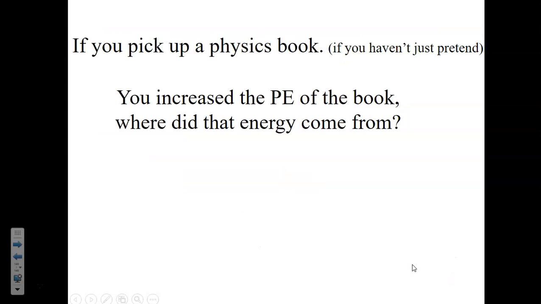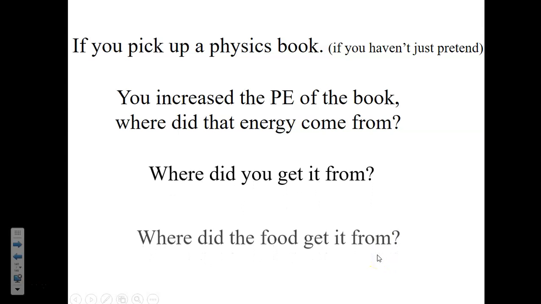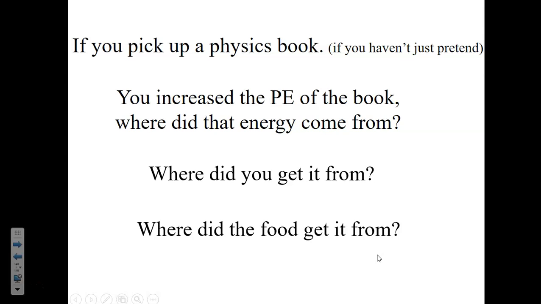Let's say you pick up a book. Let's say it's a physics book. If you haven't done that before, just pretend. Where did you get the energy? If you pick up a book, you do work on it. Where did you get the energy to do work on that book? Well, from the food you eat. And what kind of energy is that? It's chemical potential energy. And where did the food get its energy from?